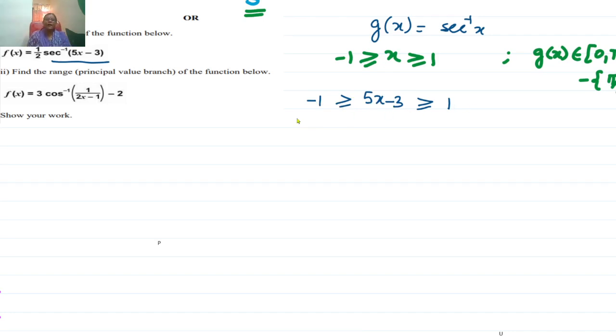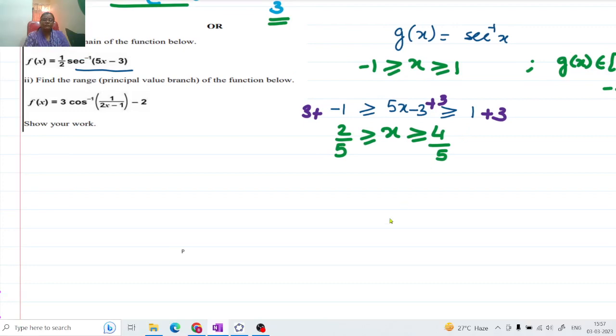I'll just show the steps. Add 3 to all the sides. That is giving us this information that 5x is greater than or equal to 4 or less than or equal to 2. Therefore, what will the value of x be? Value of x will be greater than or equal to 4 on 5 or less than or equal to 2 on 5. So for this function, the value of x will not lie between 2 on 5 and 4 on 5. I'll try to show it through the graph.